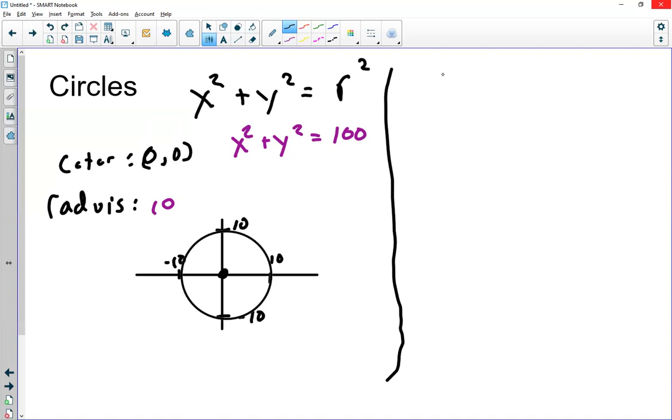The second way is I give you some information. For example, if I told you a circle where the radius is, let's say, 2 root 5. This might be the question you're asking, like, will you get a weird one like this?